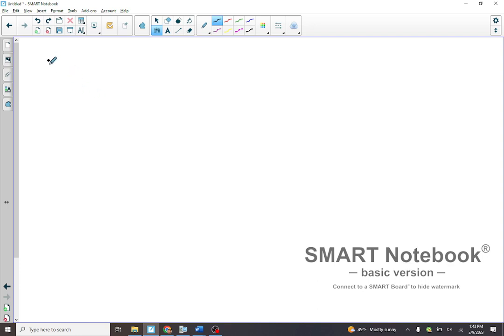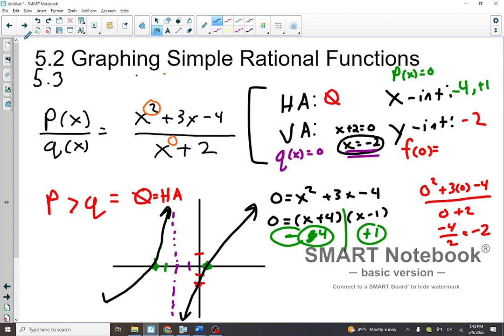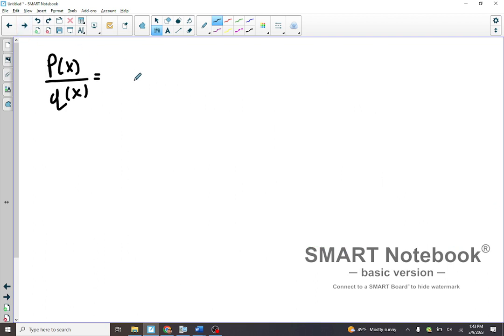The vertical asymptote being negative 2 means that there's no value at x equals negative 2. So if you look at your table, it should say error at x equals negative 2. But you never exceed it.